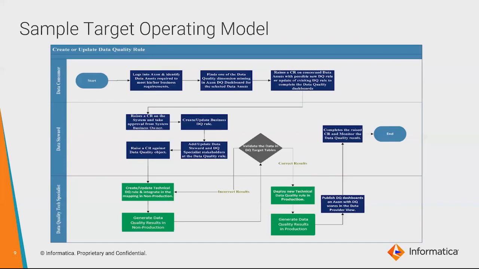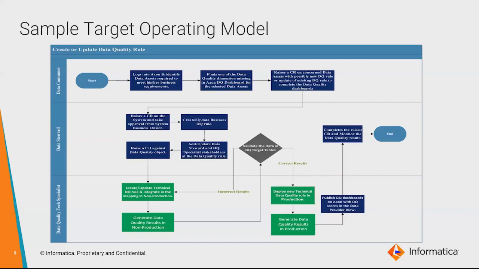It may require creating a new maplet, or maybe updating an existing maplet. Once the required technical changes have been done in the non-production environment, the DQ tech specialist will generate the data quality results in the non-production environment. Once this result is available, the data steward can validate it. If there are any issues, it goes back to the DQ tech specialist to make any required changes.